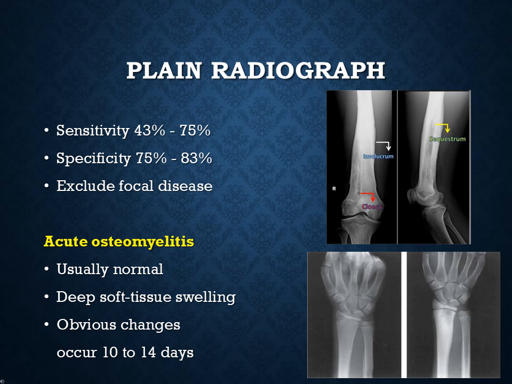In more advanced or chronic cases, plain radiographs may demonstrate sequestrum formation, involucrum, and sclerosis, which help in confirming chronic osteomyelitis and in planning further management.